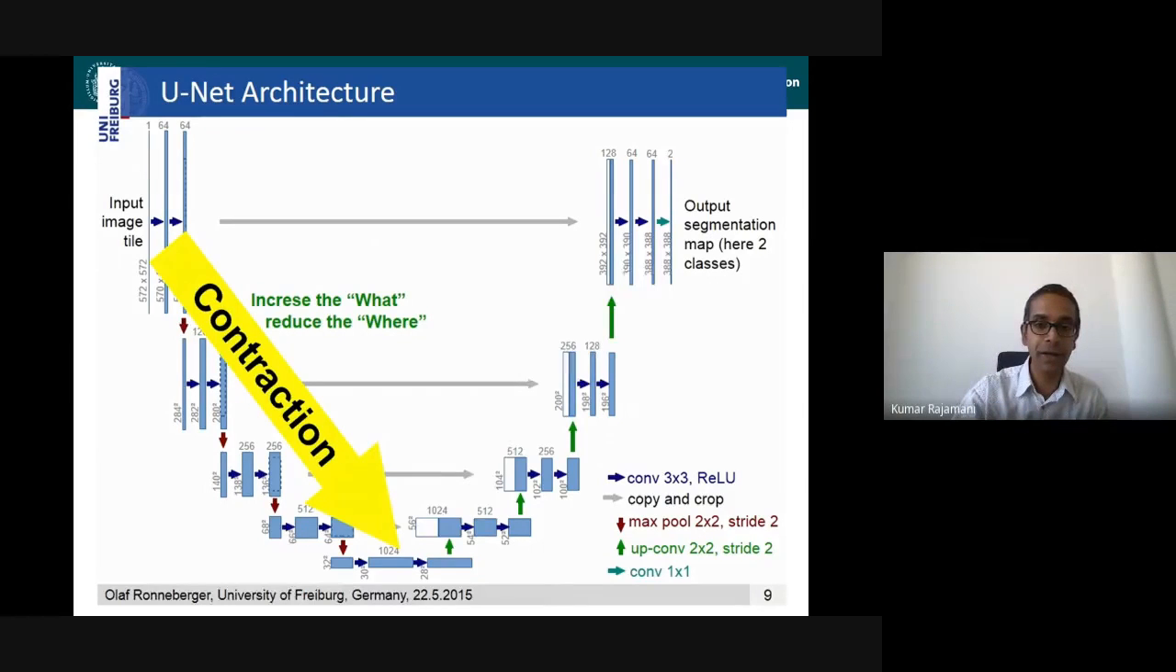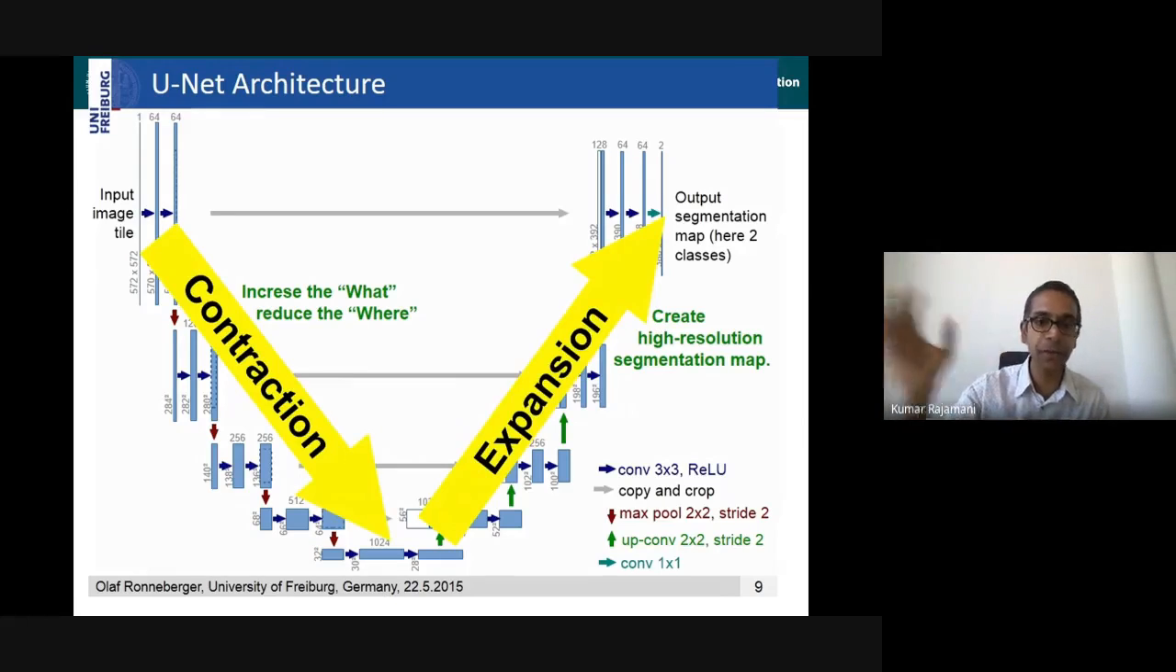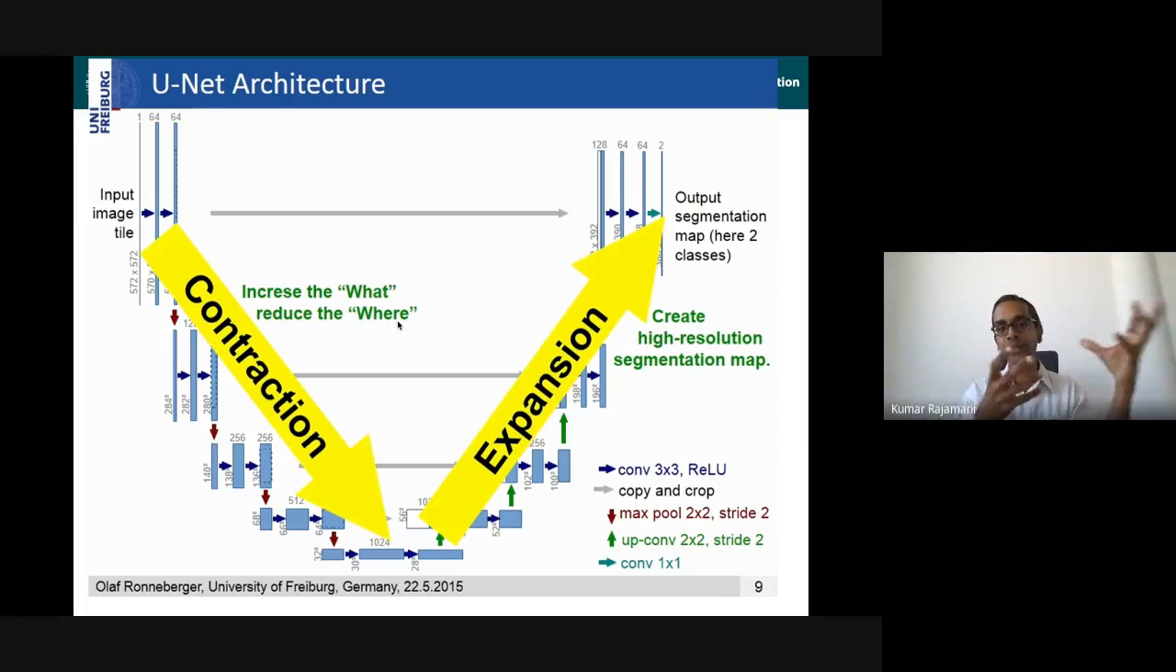There's a contraction part of the UNet. There is an expansion part of the UNet. And I presume by now you would have understood this much better. They say increase the what and reduce the where. And for those who have worked with convolutional neural networks, you would know that there is this uncertainty principle. You can't know both what is important and where it is. So as you make the image size smaller, you don't know where that information was, but you understand more features about it to represent it well, right?